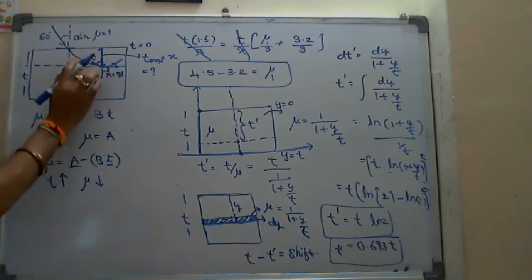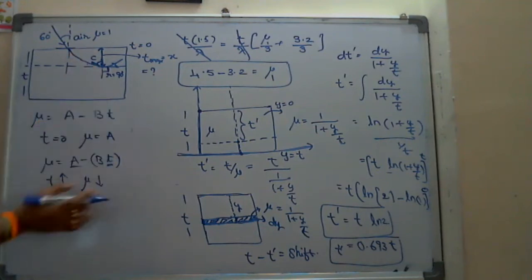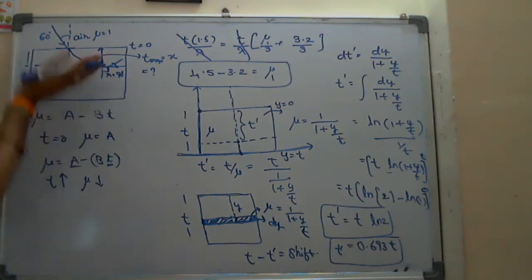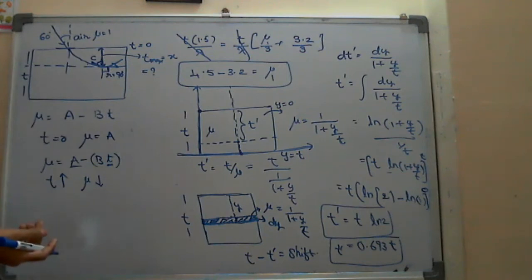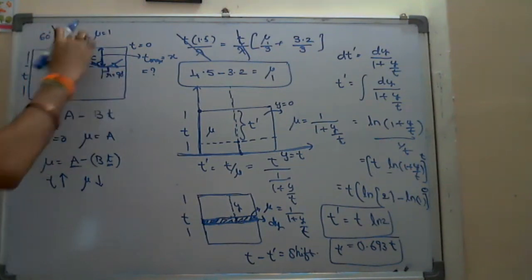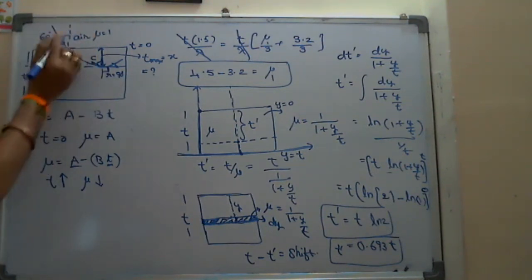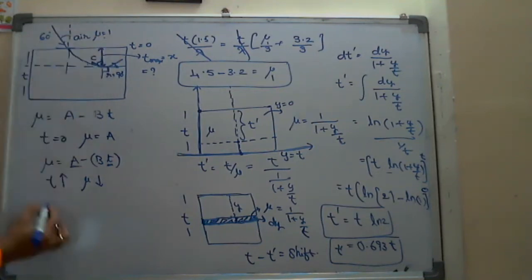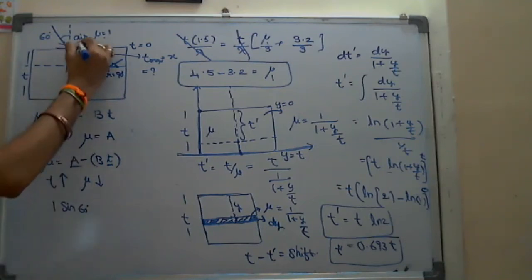But at this depth I know the mu, which is a minus bt, at this point below that line. So how to use Snell's law, sir? The advantage of Snell's law is that between any two points you can apply it. So here in this glass slab, mu1 into sin i, that is 1 into sin 60, I am applying Snell's law here.